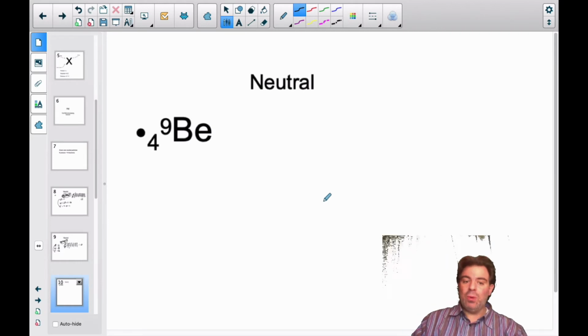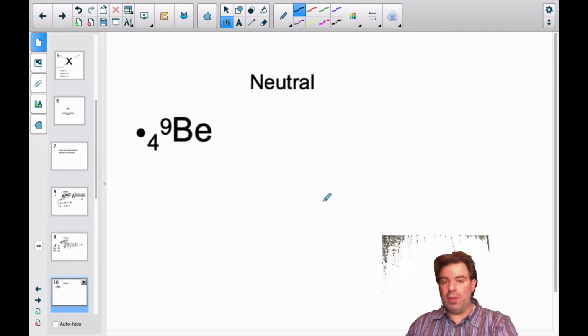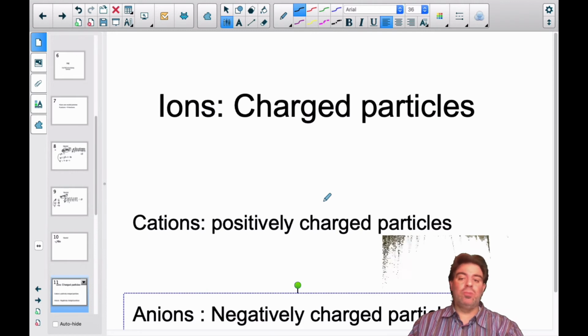Now, the next one, beryllium, I want you guys to do this, and I want you to send it to me, please, in an email. Now let's do ions. Ions are simply defined as charged particles.